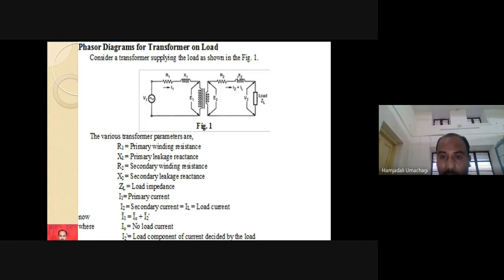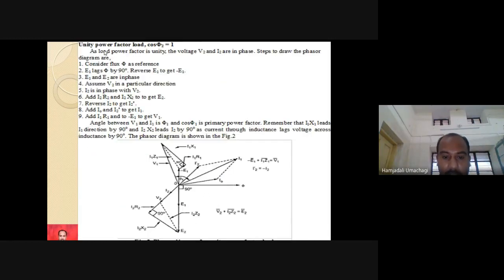Now, how are these connected? Their relationship is shown using the phasor diagram here. I have assumed V2 in this direction and I2 is also in the same direction because it is resistive in nature. Already I am having V2 with me. So to get E2, what all should I add? I should add I2R2 and I2X2. If I add I2X2 and I2R2 to V2, then I will get E2.